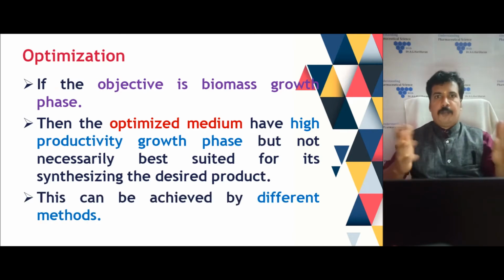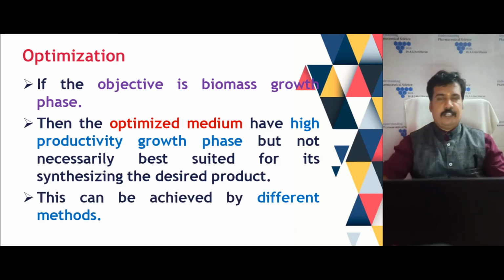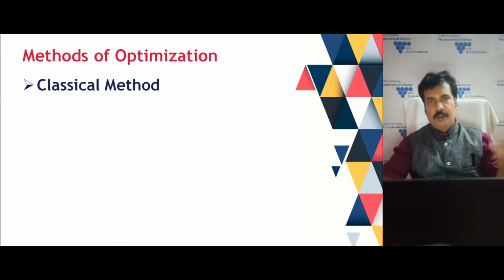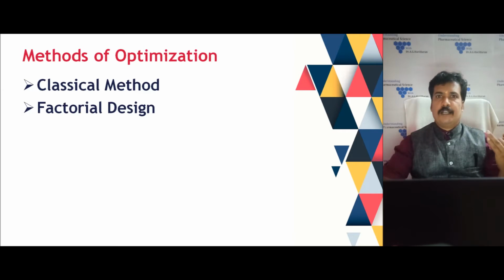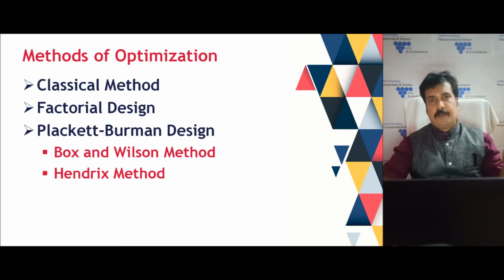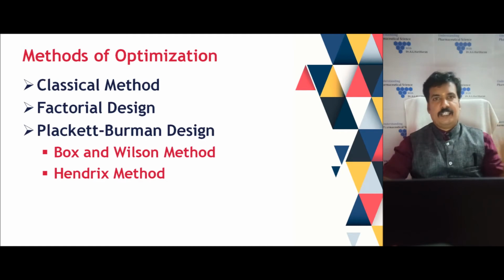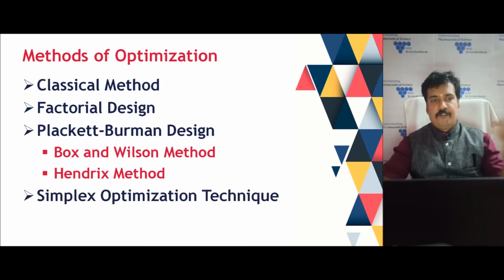This optimization can be done by different methods, which we can put into four categories. One is the classical method, which is no longer used. Second is factorial design, which is generally effective at a low level. The third is the Plackett-Burman design. If more variables are there, the Plackett-Burman design is more helpful in the optimization process, and this design is supported by the Box-Wilson method and Hendricks method. The fourth is the Simplex optimization technique. Let us understand each technique elaborately.